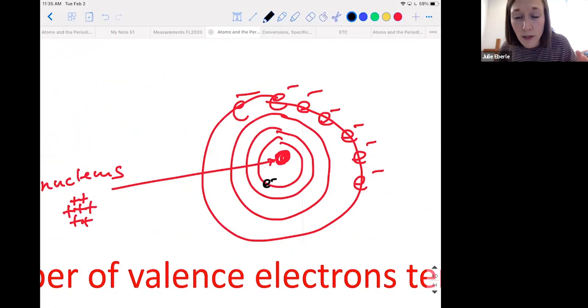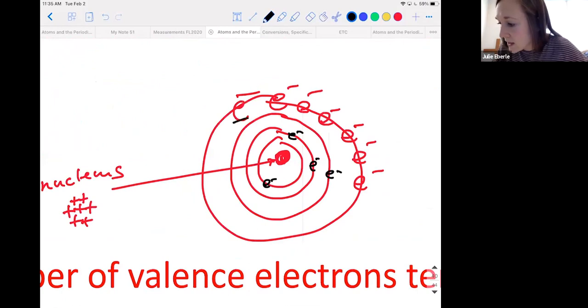So it's going to be pulled really hard towards the nucleus. But as you go out, one, they're just further away. And then two, you have a bunch of other electrons on these inner levels shielding. They kind of act like a shield, and they shield some of that pull from the nucleus, some of that positive attraction.